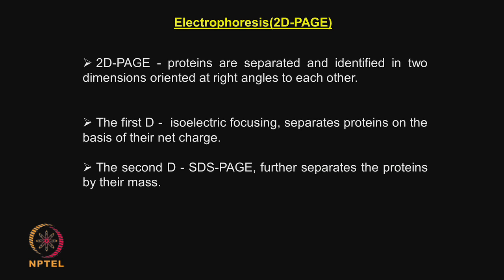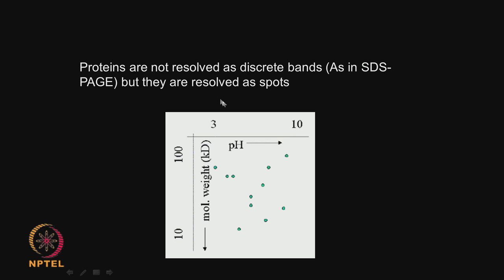That is the advantage of two dimensional electrophoresis. You run the isoelectric focusing, that is the first dimension where the protein is separated based on charge. In the second dimension the protein is separated based on the molecular weight in the SDS page, and then you can look at the molecular weight of the protein. So proteins are not resolved as bands like in one dimensional SDS page, but it is resolved as spots. So you have pH in one direction and you have molecular weight in another direction.